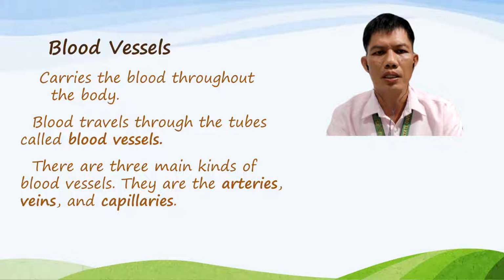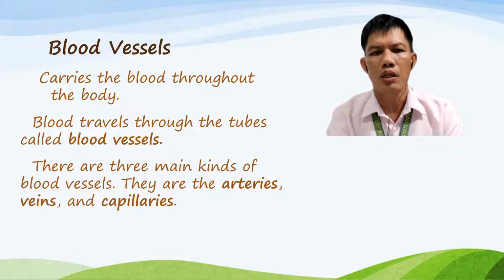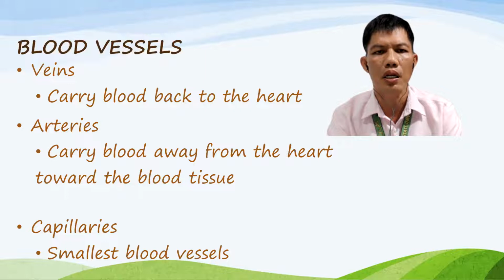The blood vessels carry the blood throughout the body. It is a network of tubes of arteries and veins. Blood travels through these tubes called blood vessels. There are three main kinds of blood vessels: the arteries, the veins, and the capillaries. So here are the specific definitions. The veins carry blood back to the heart, while the arteries carry blood away from the heart towards the body tissue.